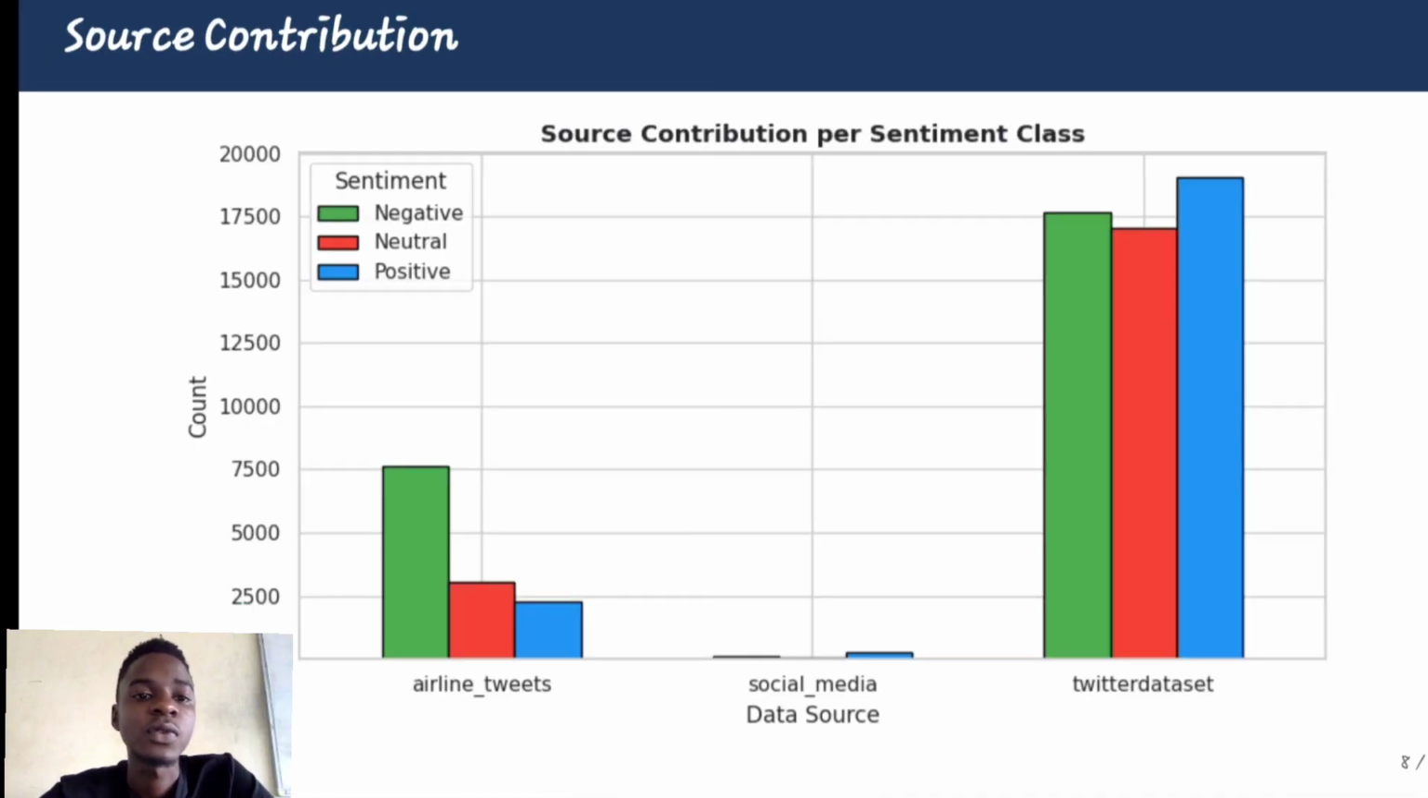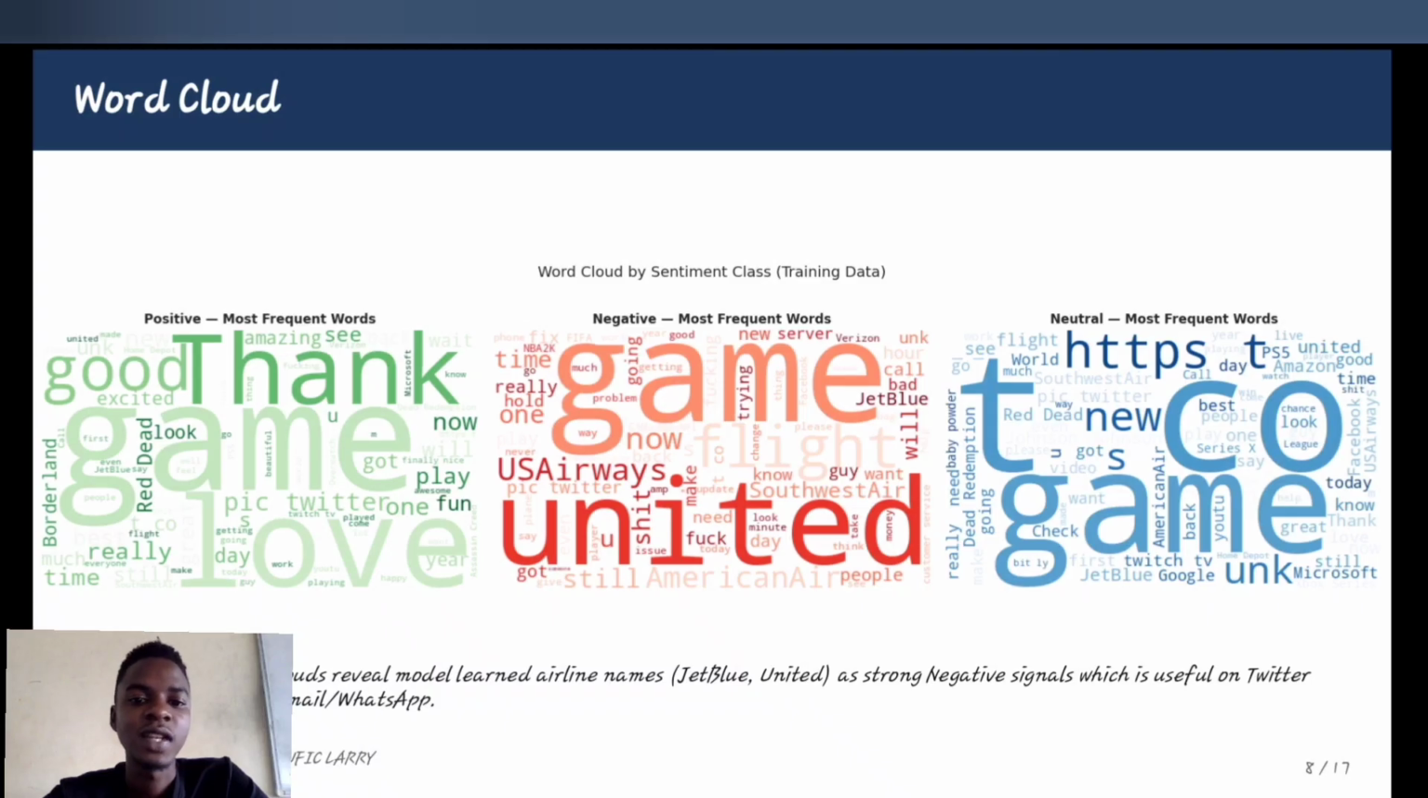Then we come to the source contribution, which shows how each data set contributed. The Twitter data set contributed most of the final data set that we are going to use, followed by the airline tweets, and then the social media data, which contributed the least. So these are some of the words that the model considered for positive, negative, and neutral.